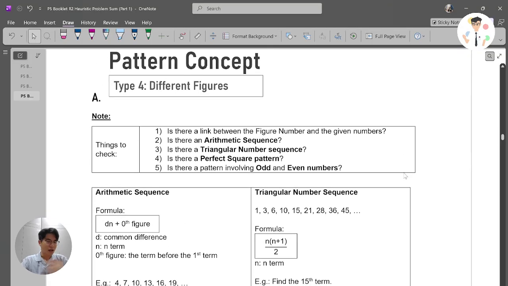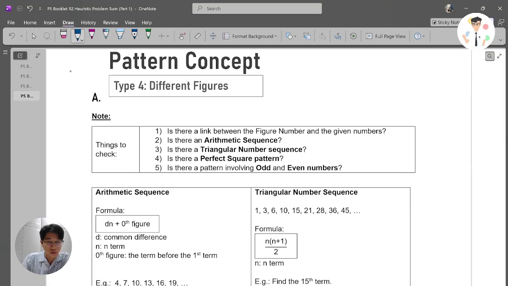And you will notice that, Mr. Law, why are your notes so interesting? Is that arithmetic sequence, triangle, what's that actually about? Because there are just too many different patterns that you can find in this concept, I would like you to follow the sequence here. These are the things that you should check every time you are doing a different figures question.